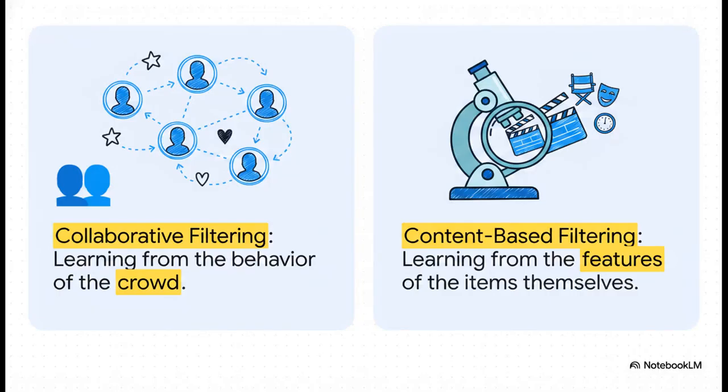Okay, so here they are. On one hand, you've got collaborative filtering. Think of this as learning from the crowd. And on the other hand, there's content-based filtering, which is all about learning from the stuff itself. Let's break down what that actually means in plain English.